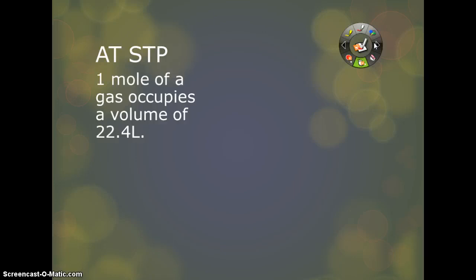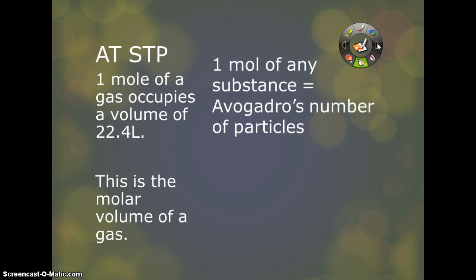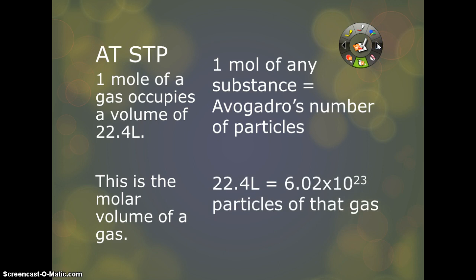1 mole equals 22.4 liters, just like 1 mole equals Avogadro's number, 6.02 times 10 to the 23rd, just like 1 mole equals the molecular mass of a compound. So mole is our common unit here. This is called the molar volume of a gas because 1 mole is 22.4 liters. Remember, 1 mole of any substance is Avogadro's number. So 22.4 liters of a substance is going to contain 6.02 times 10 to the 23rd particles of that gas.